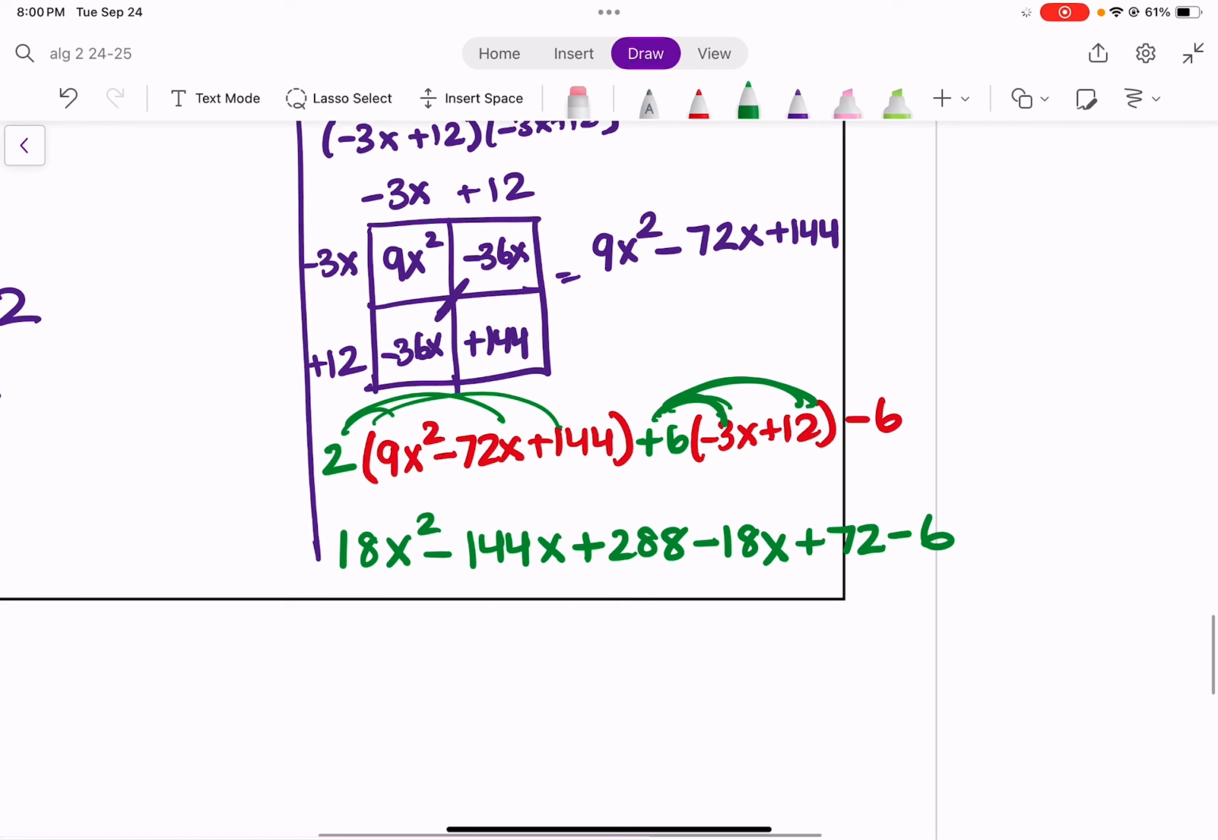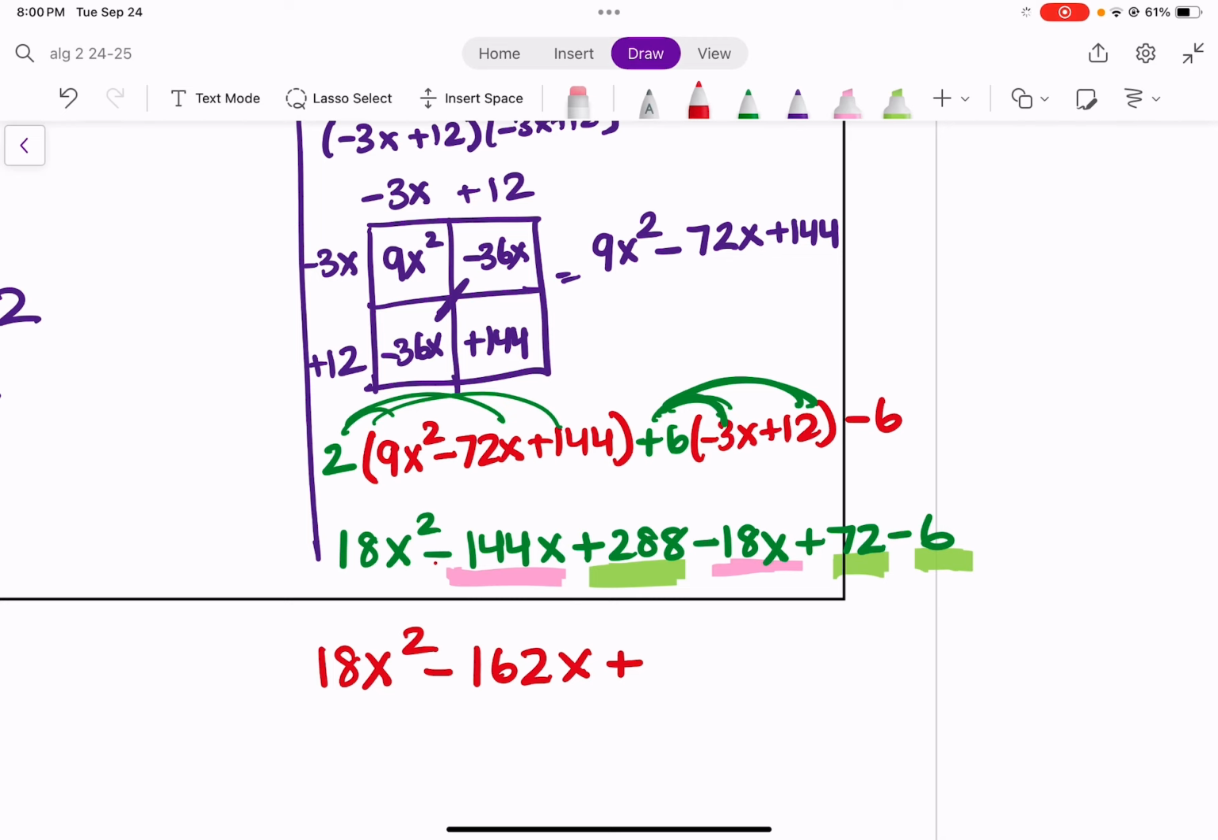Now I need to combine like terms. So I have x's, and then I have these non-x's. The 18x squared stays. I can't combine it with anything else. I'm going to combine the x's. So negative 144x minus 18x is minus 162x. And now I'm combining all the green, and that's going to give me, if I'm not wrong, 354.